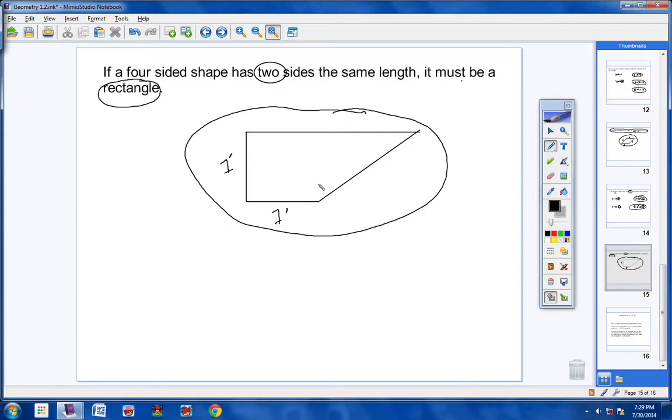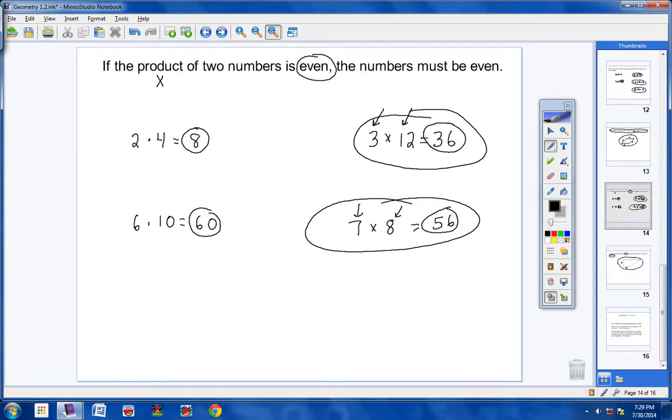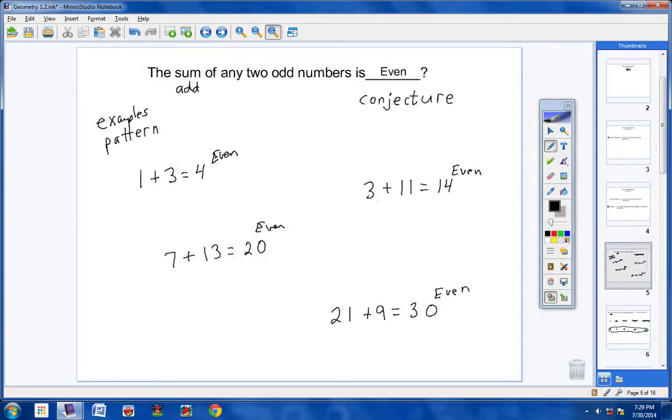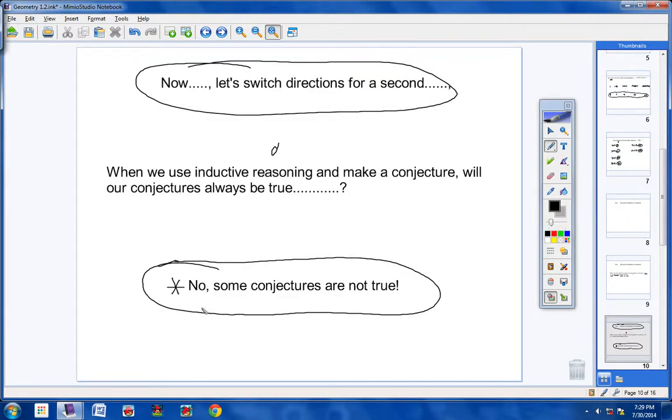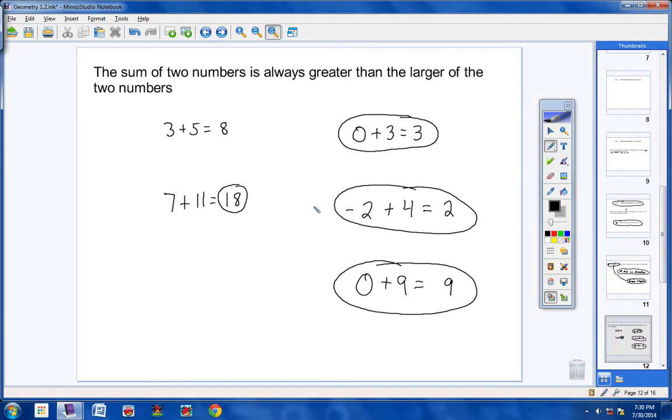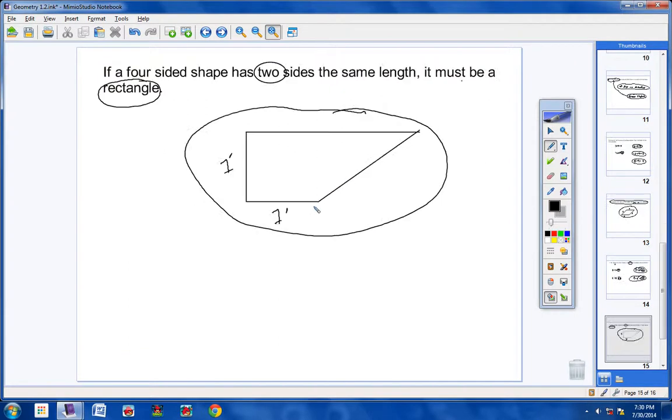All right, I hope this has made sense today. Again, way back up to the beginning of your notes that we looked at today. What we looked at today is inductive reasoning, where you look for patterns and make conjectures. And a conjecture is an unproven statement that is based on a pattern or observation. And then later on we learn, this is so important right here, students, that some conjectures are not always true, okay? And if you prove a conjecture false, then whatever example you used to prove the conjecture to be false, we called that example a counterexample, okay? So then we went on and we proved some conjectures to be false by using counterexamples, okay?